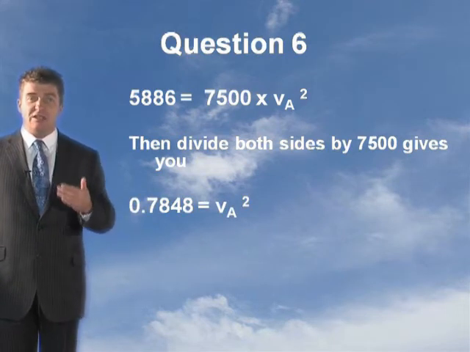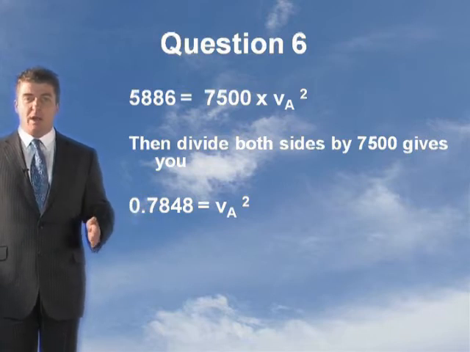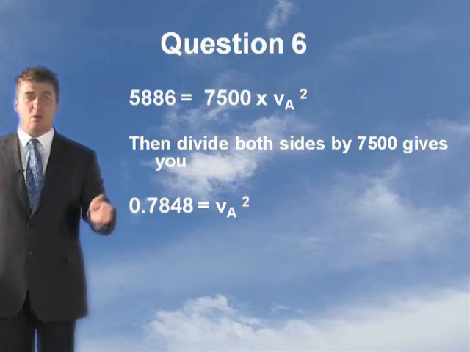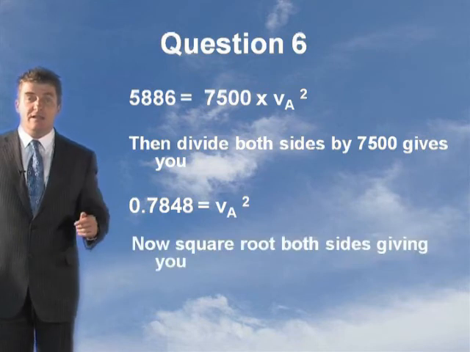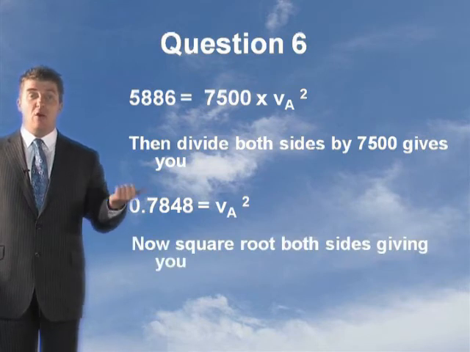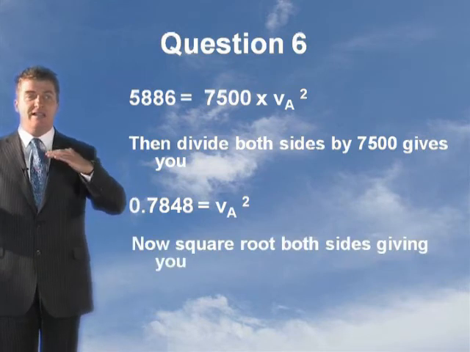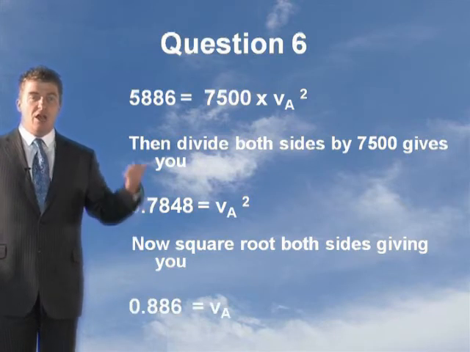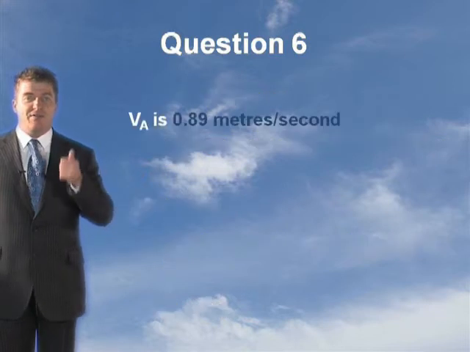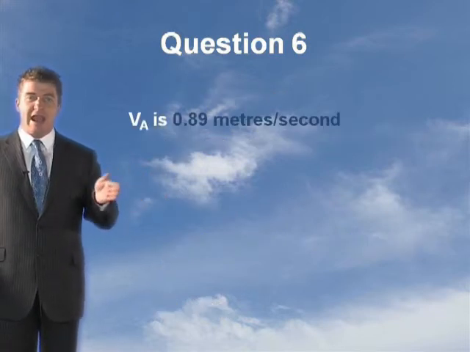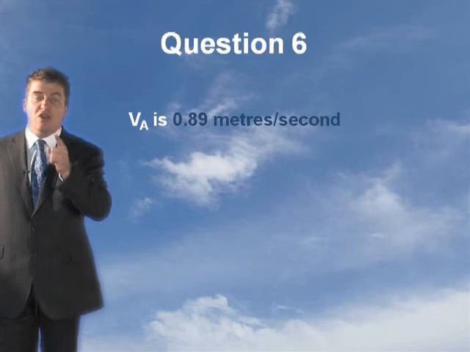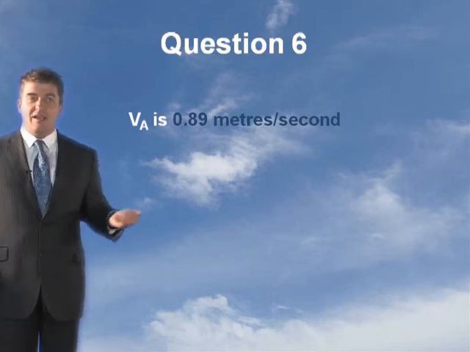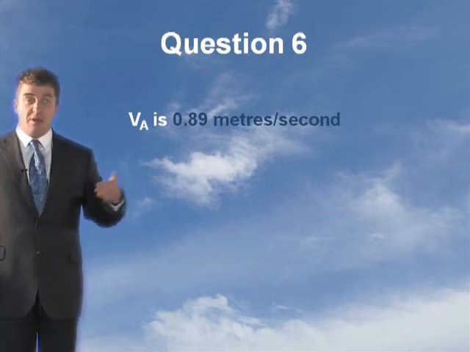0.7848 equals VA squared. We don't want to know VA squared. We want to know the velocity at A, not squared. Square root it. The opposite to a square is a square root. Square root both sides. The square root of 0.7848 equals 0.886. VA equals 0.886.